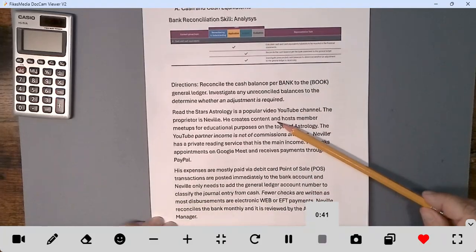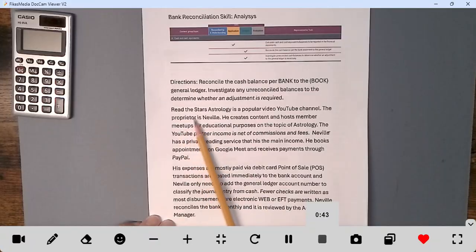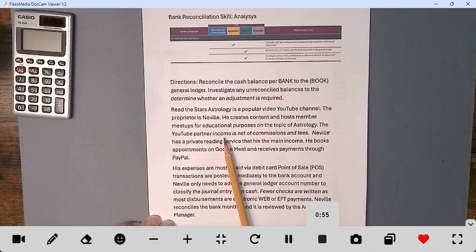Okay, so in our account here, we have Read the Stars Astrology, a popular video YouTube channel. The proprietor is Neville. He creates content and hosts member meetups for educational purposes on the topic of astrology. The YouTube partner income is net of commissions and fees. Neville has a private reading service that is his main income. He books those appointments on Google Meet and receives payments through PayPal.